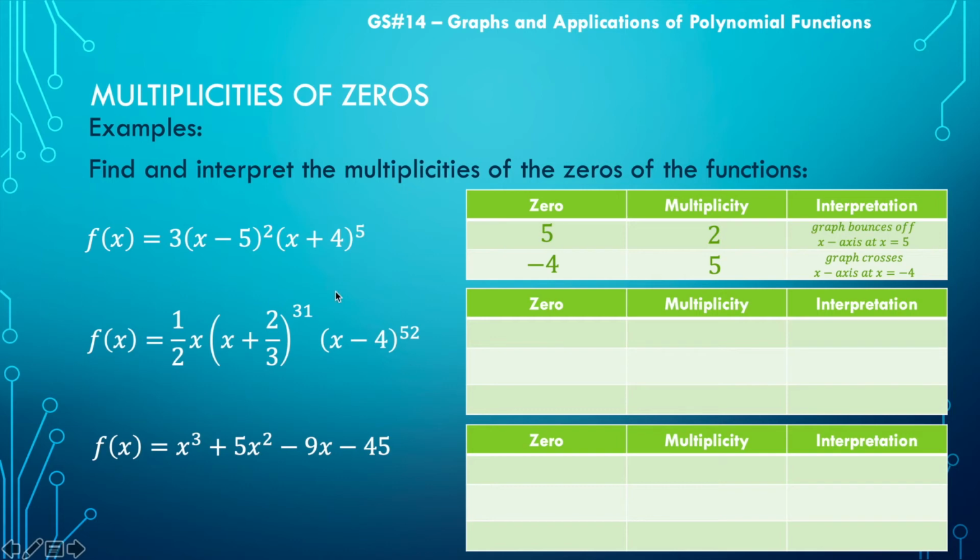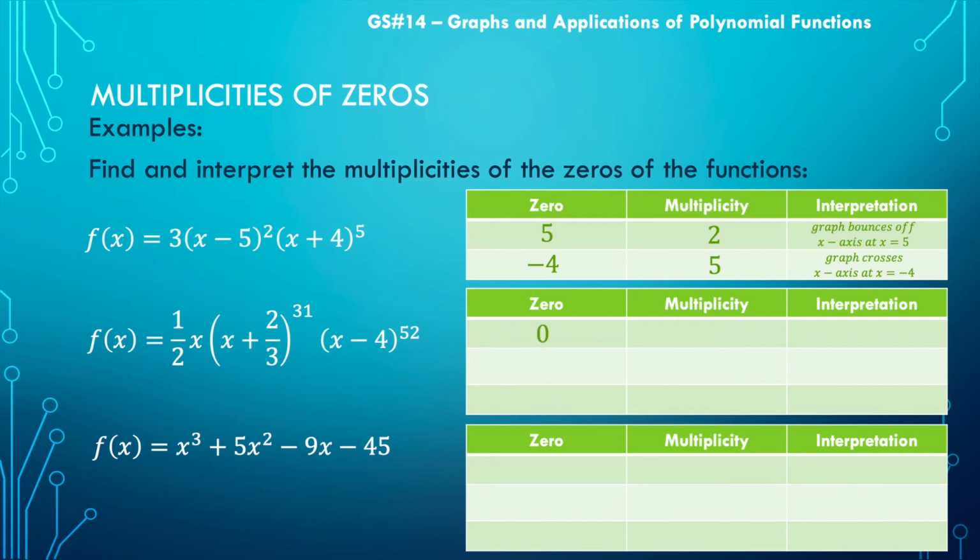Let's look at this next function. Here we have f of x is equal to one-half x times (x plus 2/3) raised to the 31st power times (x minus 4) to the 52nd power. I know this is a little outlandish, but bear with me, okay? First, we need to recognize that this is a factor that's going to generate a zero. We have a variable here, so we set this equal to 0, and we say one-half x equals 0. That means x equals 0 is a zero.